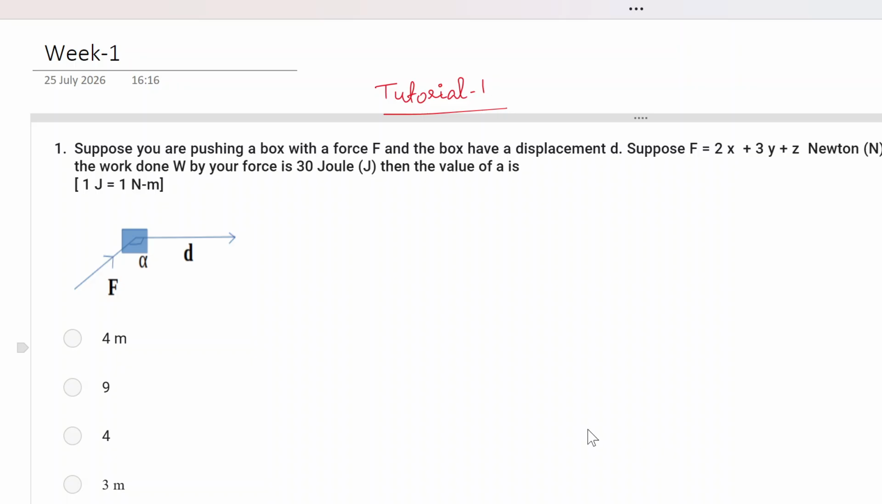This is the first question. It says that suppose you are pushing a box, this is a box here, with a force F and the box has a displacement D. Force is a vector quantity, as you know, that it has a value as well as a direction. So you are putting force F on that box, and as a result the box has a displacement vector D, and displacement is also a vector, so it has a particular direction which is this arrow.